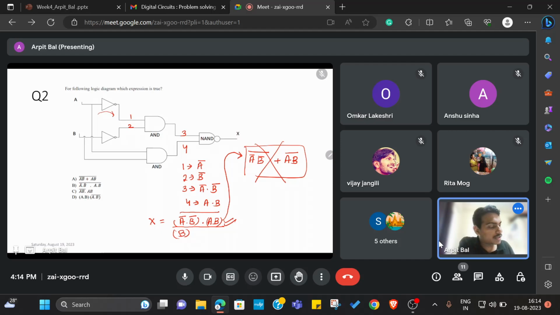Similarly, the next question also we tried to solve using the previous methods that we have learned. We try to figure out what is 1, what is 2, then after figuring out 1 and 2, figure out 3, then we figure out 4, and ultimately we figure out x. We saw that no further simplification was required, and this was already an option given here, so option B was the correct answer.